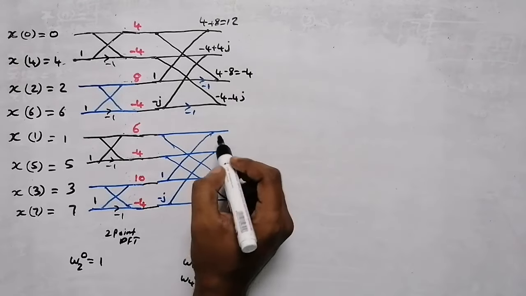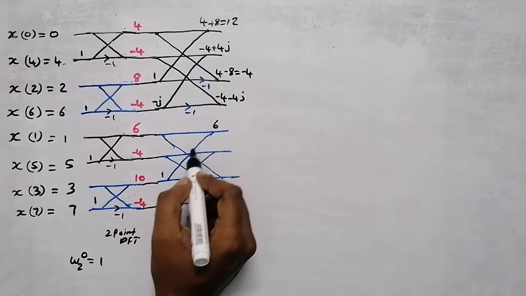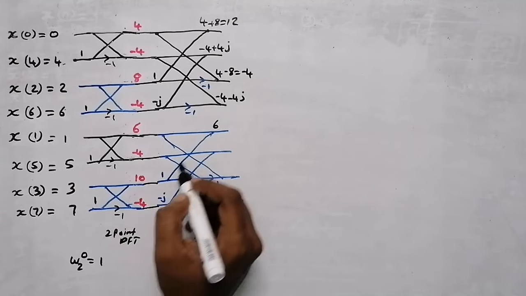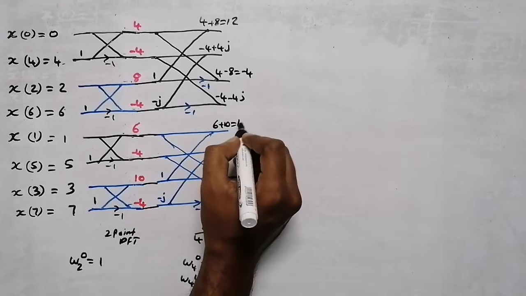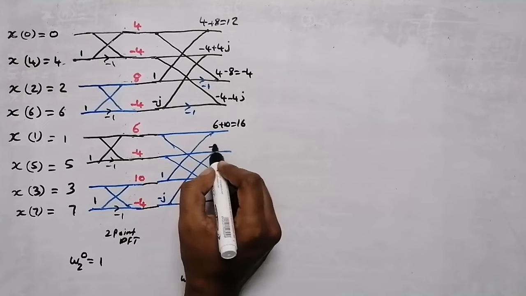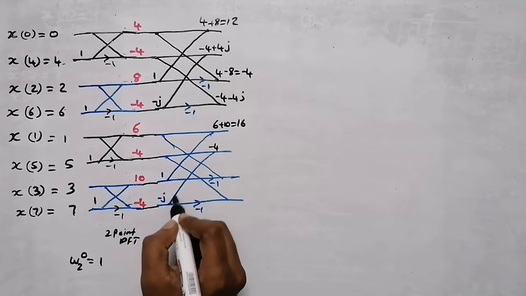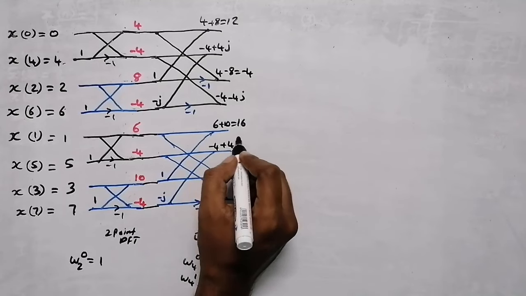Now here, at this point, which lines are coming? 6 and this line. This line is 10. 10 into 1 is 10. So 6 plus 10 will be 16. Now the next line, the value is minus 4. Then this line, minus 4 into minus j will be 4j. So minus 4 plus 4j.